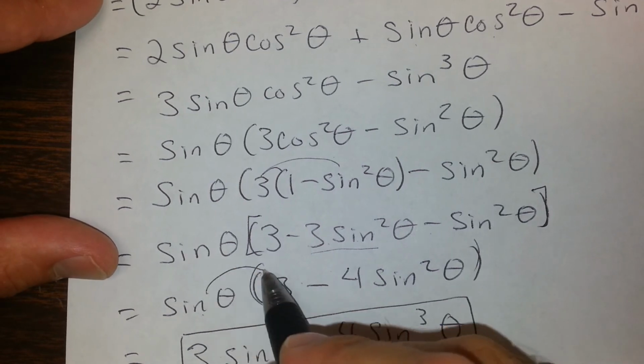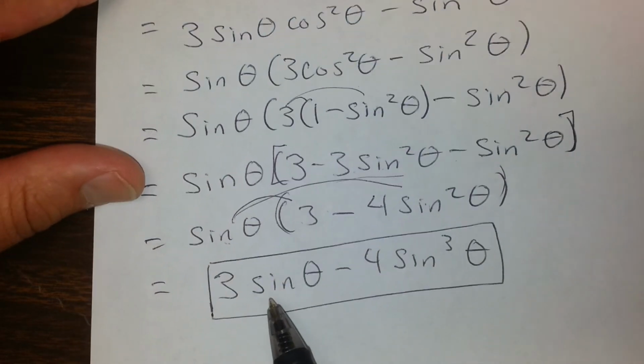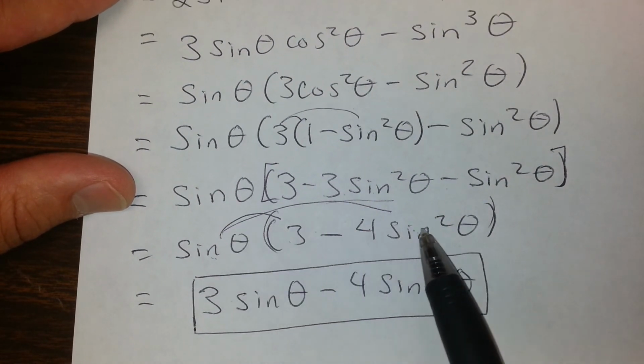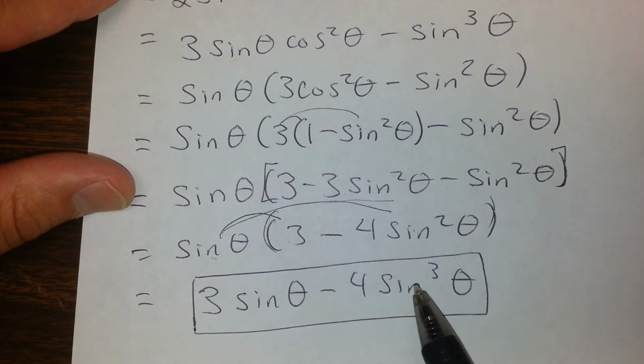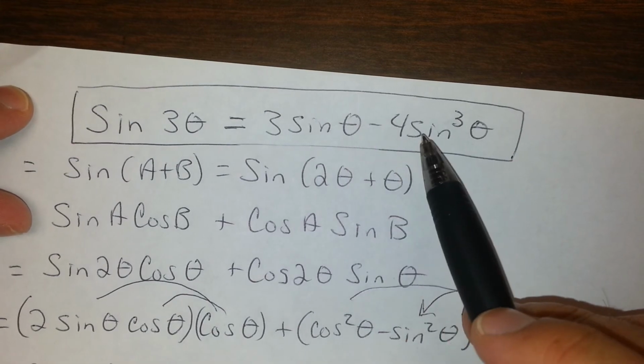Now we'll do our final distribution, the distributive property. Sine theta times 3 is 3 sine theta, and sine theta times negative 4 sine squared theta is negative 4 sine cubed theta. Notice that's what we just proved.